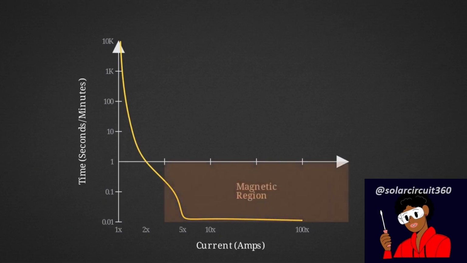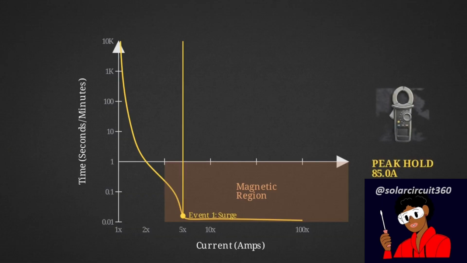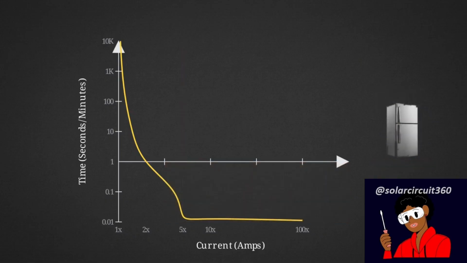The first zone of protection is the magnetic trip region. If a rapid 5 times current spike occurs, the breaker reacts instantaneously to stop a severe short circuit or massive inrush. This spike happens in milliseconds. You need a clamp meter with a peak hold function to even register it, which explains why compressors will instantly trip perfectly good breakers on startup.